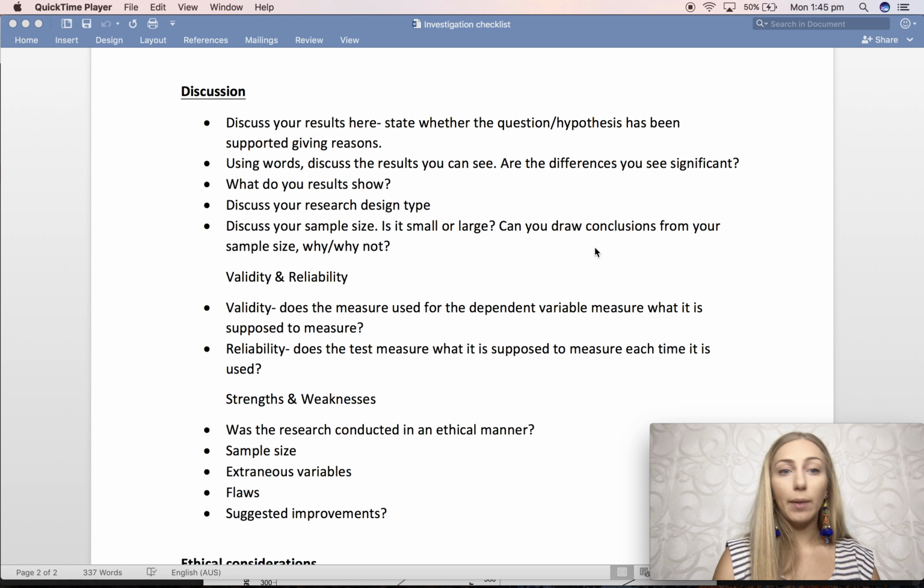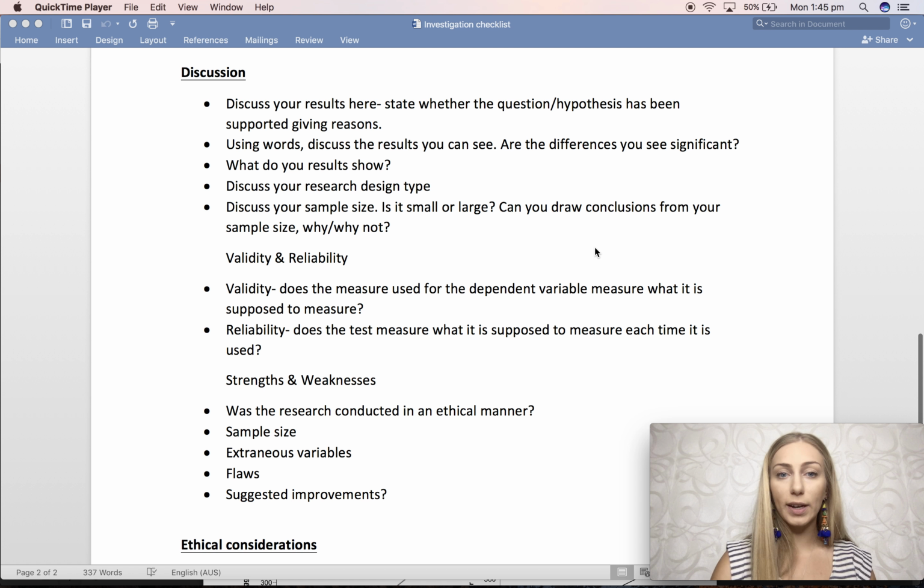Then, what do your results show? So remember, you need to explain what your results show. Discuss your research design type. So the design type you have discussed previously in your introduction, but just restate it here. So what design type are you using in your investigation, and how is it showing this? How is your data showing this design type?